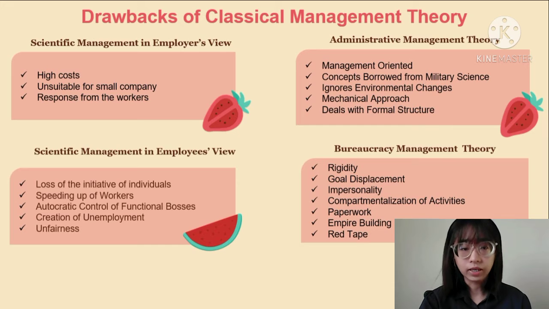Next is undemocratic, since it gives the functional boss absolute control and reduces the employees' interest and responsibility. The workmen should obey the command and instruction of the superior. Another drawback is that employees are usually treated unfairly. The lion's share of the extra earnings from improved efficiency is not paid to the worker, but goes to the employer's coffers.